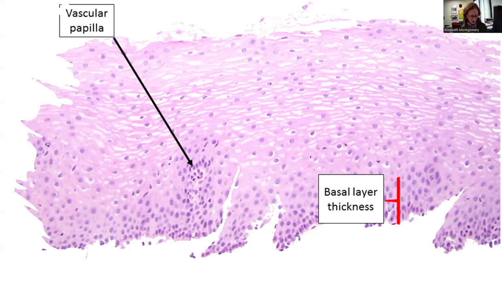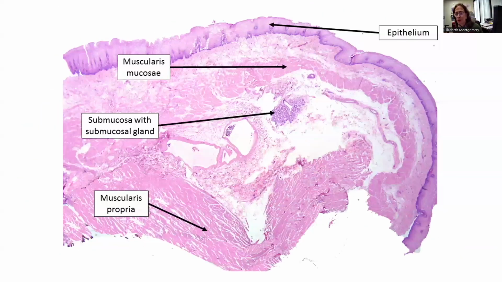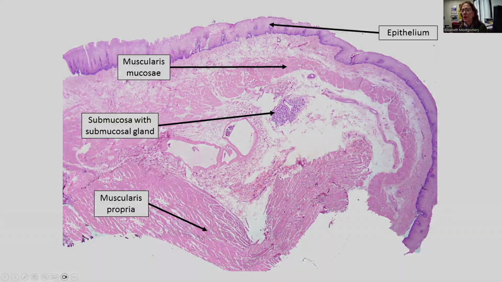Of course, it can be really tough when biopsies are tangentially embedded. And this is from a resection. It's not a very good slide, but it shows us the features we need to see. This is our epithelium, our lymph.